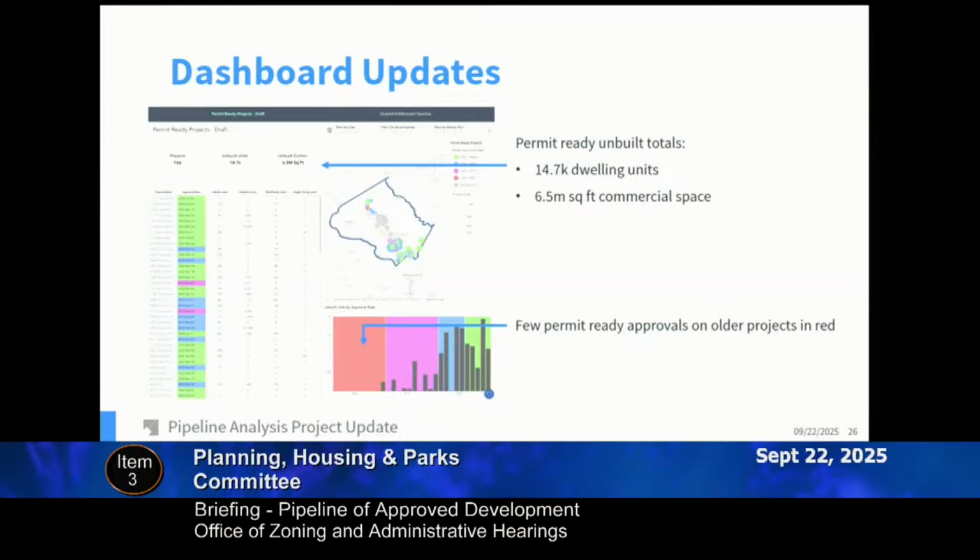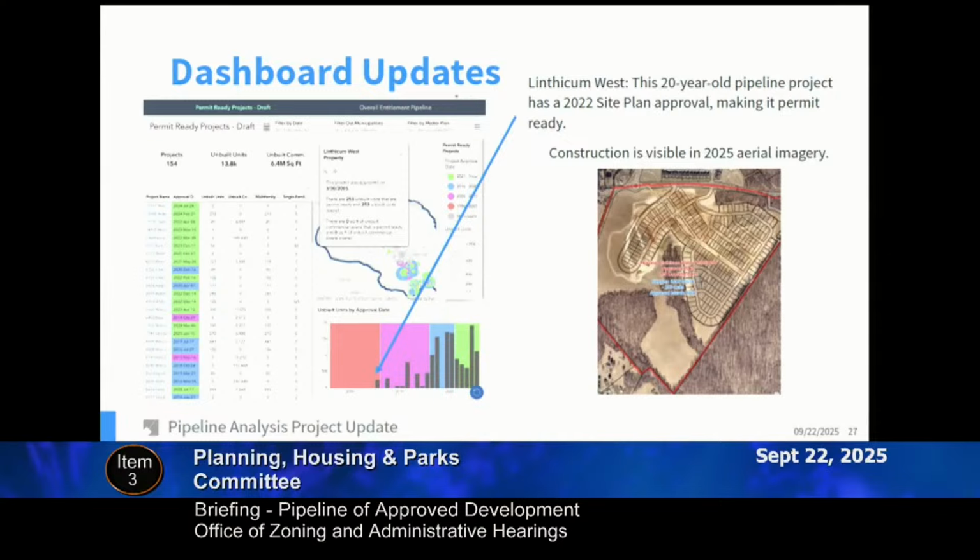Looking at the chart by year in the bottom right, you can see that most unbuilt units are from projects with more recent preliminary plan approvals, with almost none from before 2006. That said, I just want to point out one project that might have stood out as an outlier in the chart. The oldest project on the list of tentatively called permit-ready projects, Linthicum West, is actually moving forward. It was recently platted and site grading is visible in recent aerial imagery.